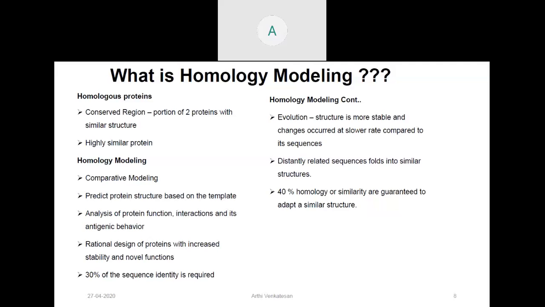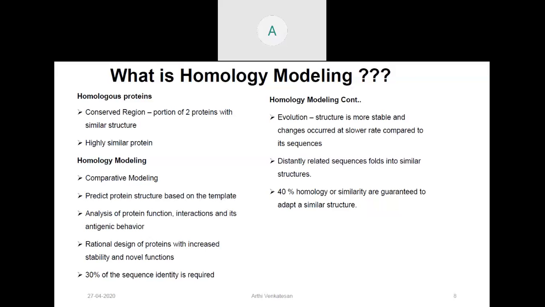Even the evolutionary structure is more stable, and changes occur at a slower rate compared to the sequence. Here I have mentioned distantly related sequences, for example human and mice. As a biotechnologist, you probably know why we are using mice. And if you have 40% or 60% homology or similarity, you are guaranteed to adopt a similar structure, just like a crystallography structure, with a good model.